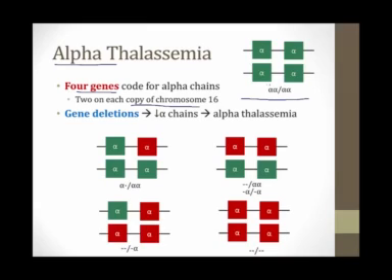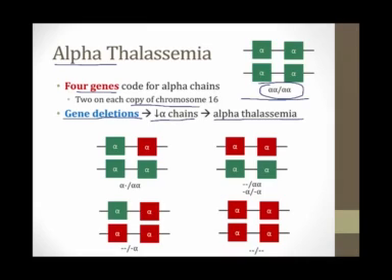We sometimes write this as alpha alpha / alpha alpha. Patients who have alpha thalassemia typically have gene deletions, and I've bolded the words gene deletions because this is an important distinction from beta thalassemia, which we'll talk about later, which commonly occurs due to mutations, not deletions. When one of the alpha genes is deleted, there is a decreased production of alpha chains, and this can lead to alpha thalassemia.